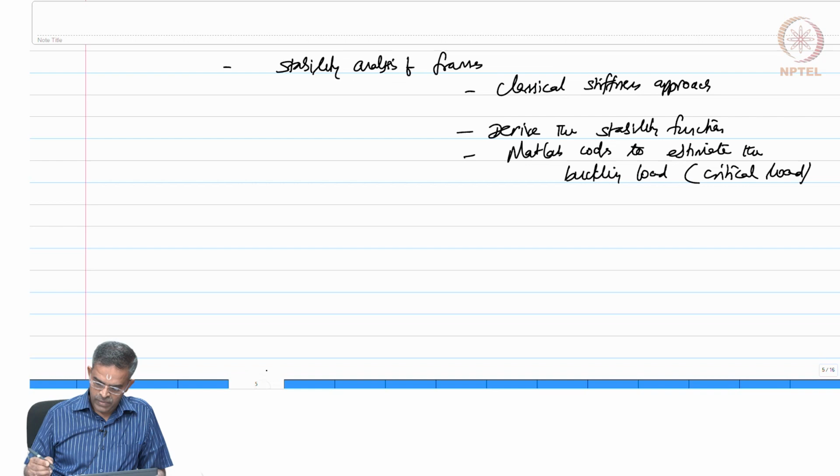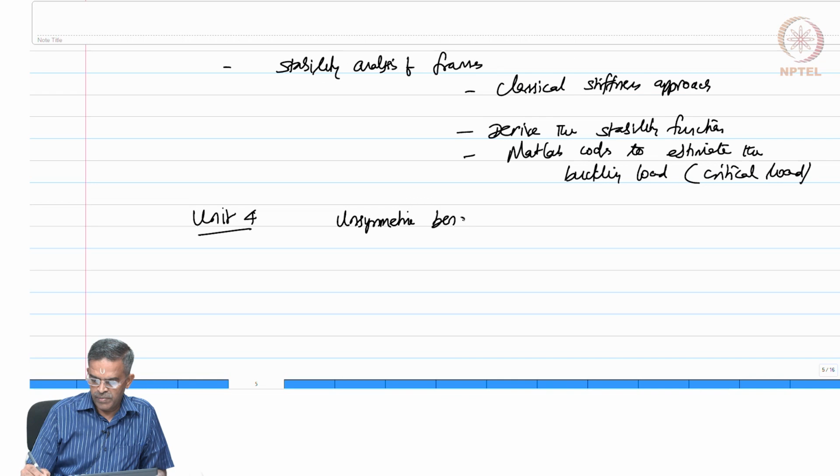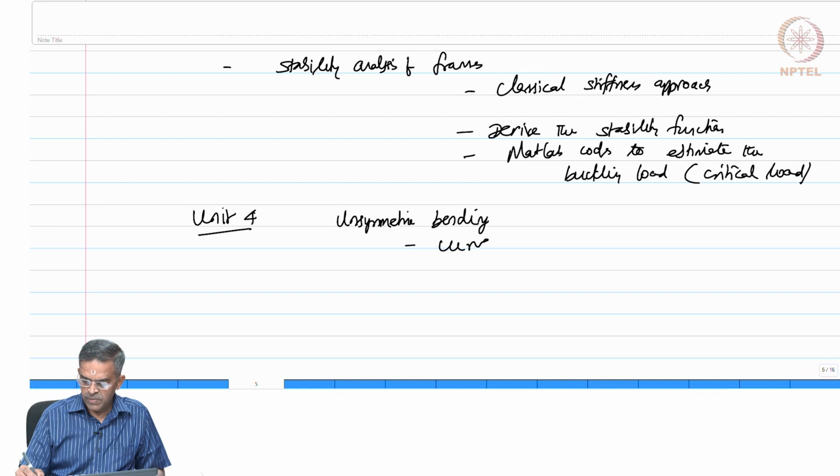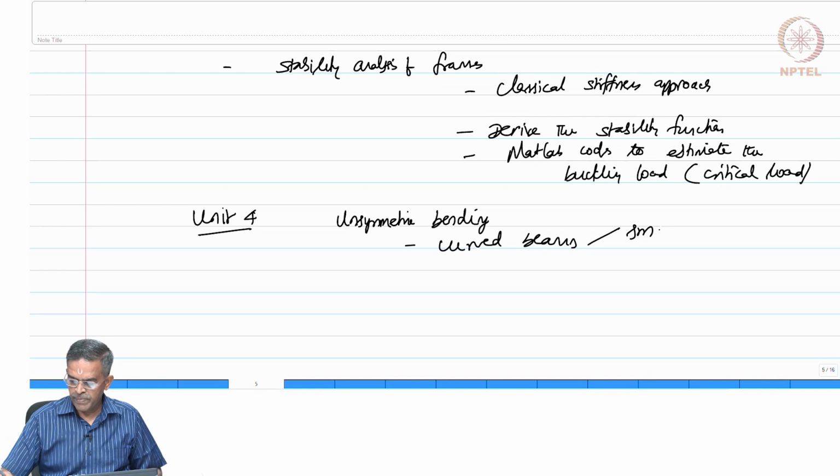In the next unit, we are going to talk about asymmetric bending. We'll also deal with curved beams with small and large initial curvatures.